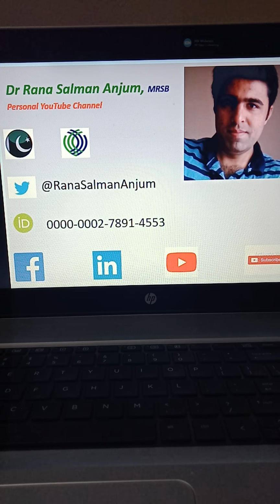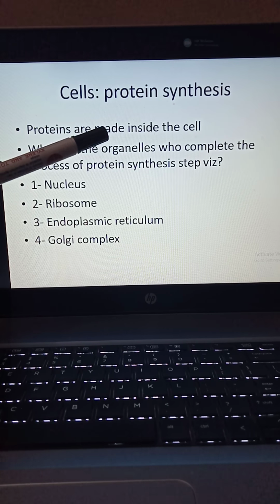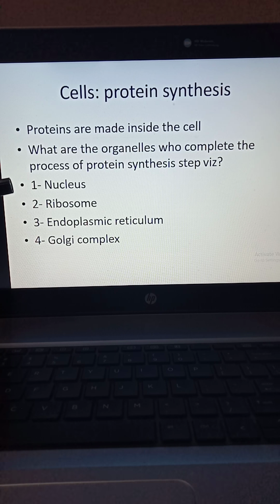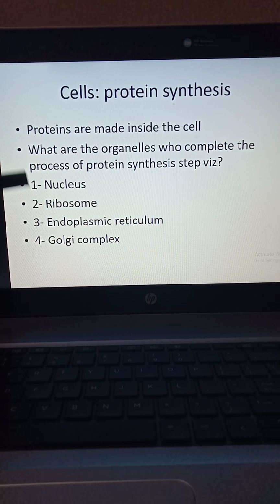So this is the topic of today, that we will study how proteins are synthesized. And to analyze properly how cells make protein, we need to define what those components inside the cell are that are involved in this function, which is protein synthesis. Those components are four different organelles, namely nucleus, ribosome, endoplasmic reticulum, and Golgi complex.